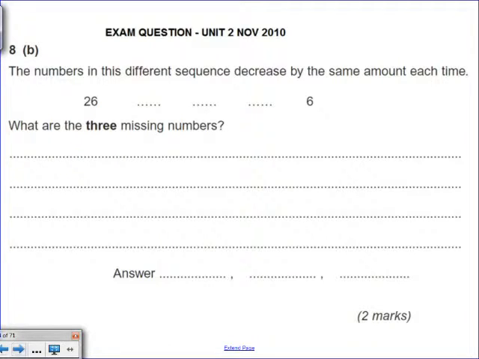There you go, that's the second part of the same question. Still November 2010, question 8b. Okay? The numbers in the different sequence decrease by the same amount each time. 26 down to 6.